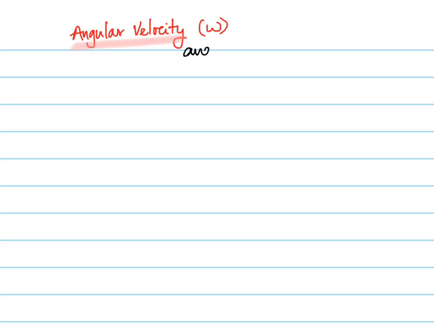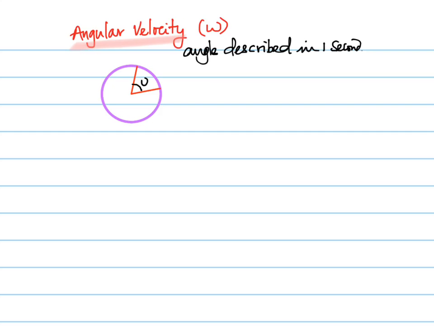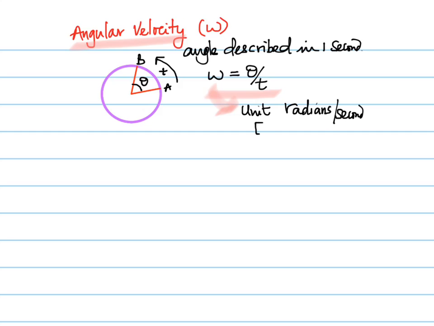Angular velocity omega. I told you it's defined as the rate of change of angular displacement, isn't it? Angle described in 1 second. Again, angle described in 1 second. So theta is the angle. In t seconds, omega is theta by t. What would be the unit of angular velocity? Radians per second. That's it. Because angle is measured in radians, time is in seconds. That's how you write it, rad per second.